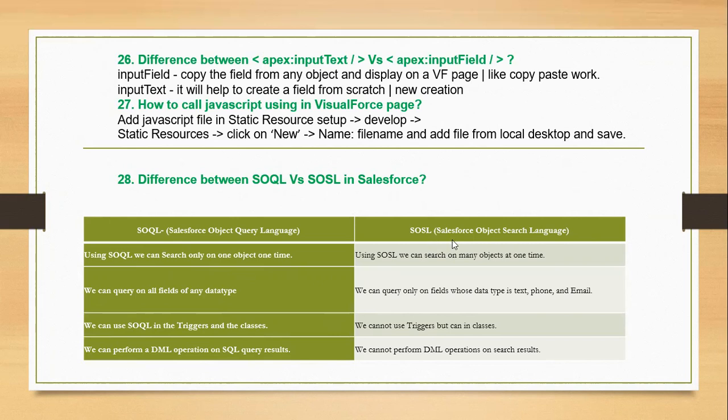And SOSL, Salesforce Object Search Language: using SOSL, we can search many objects at one time. We can query only the fields whose data type is text, phone, and email. We cannot use it in triggers, but can use it in classes. We cannot perform DML operations on the search result.